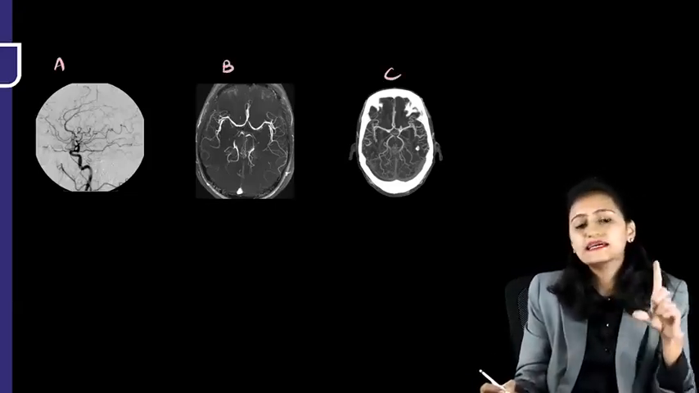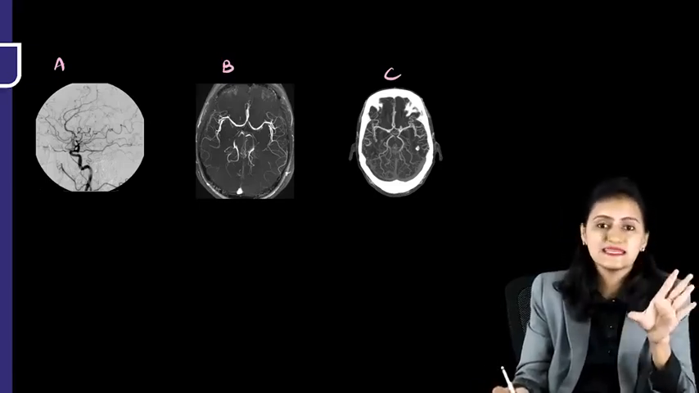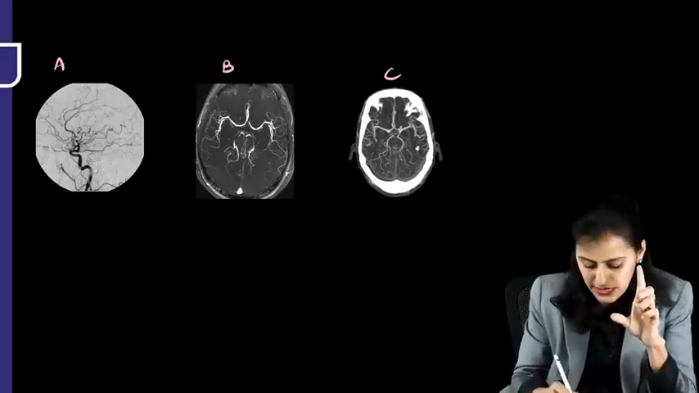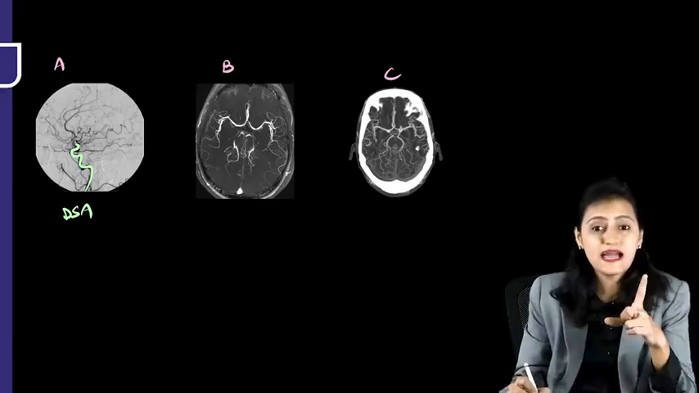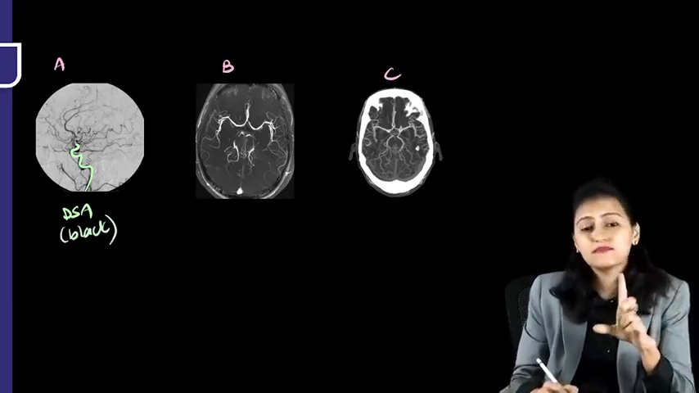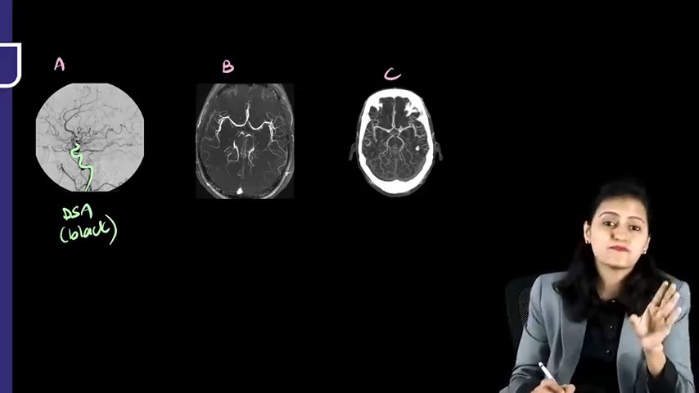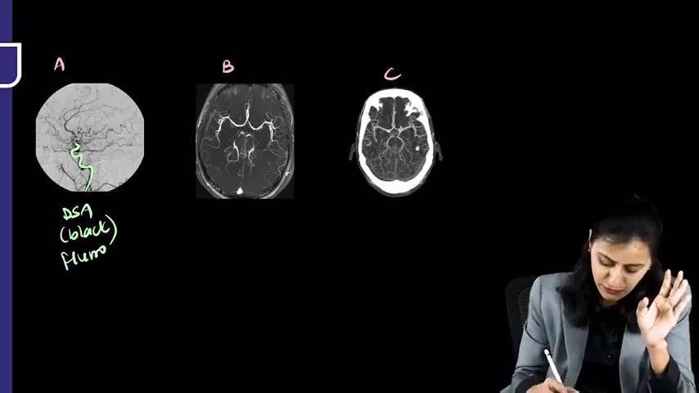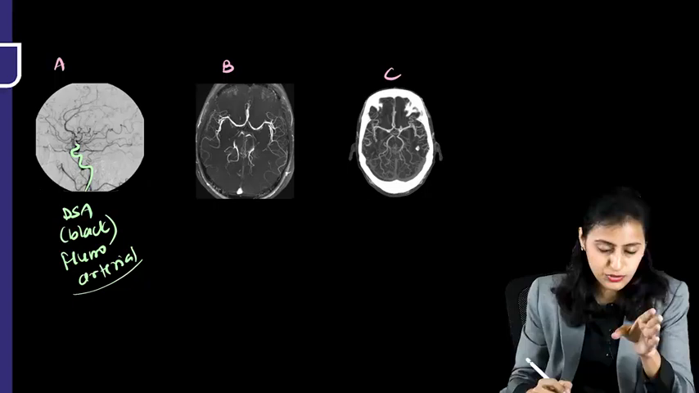What do we see here? Any angiography where the vessels are black, remember it is DSA. Black vessels can be only in DSA. Here you see the vessel, the internal carotid artery is black. So it is a DSA. It can be black or it can be white. But only in DSA, the vessel will be black. So digital subtraction angiography, which is done under fluoroscopy by arterial access, intra-arterial route.